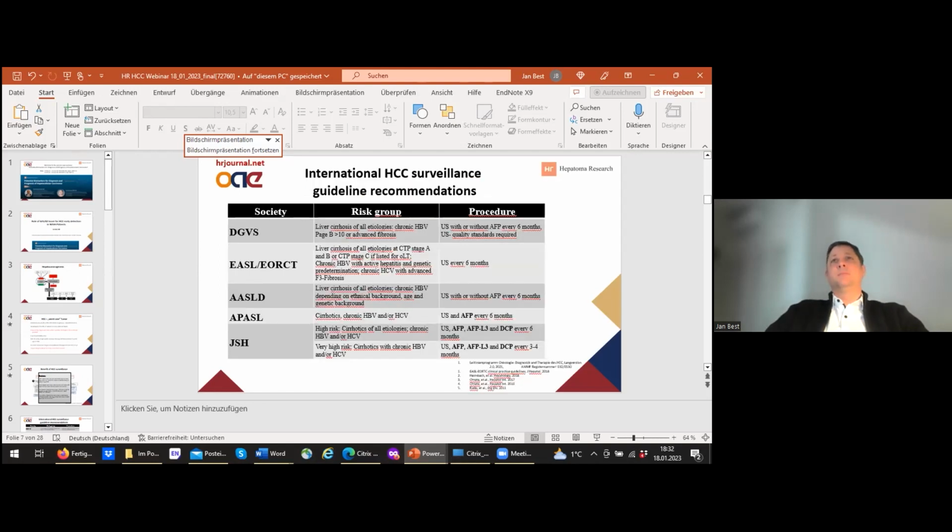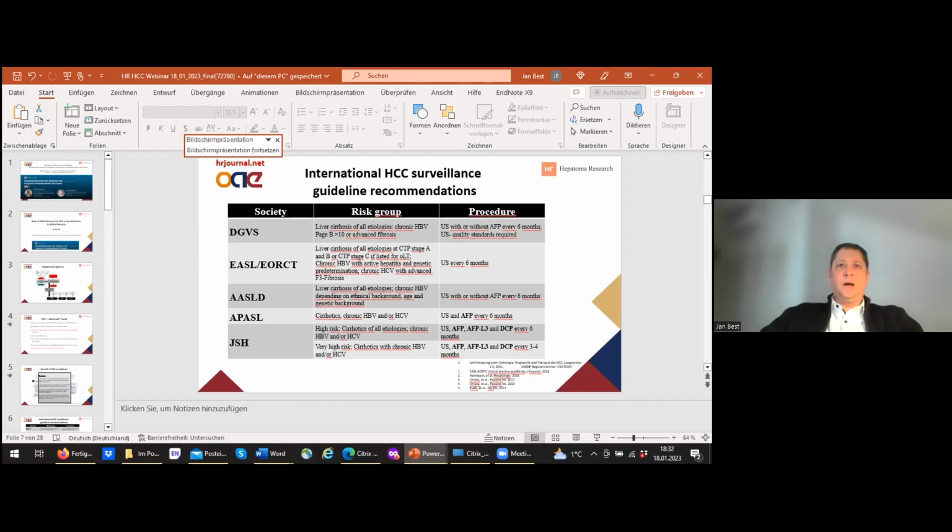So there is a big difference in the international guidelines concerning the HCC surveillance. So we have the German guideline that recommends surveillance in all cirrhosis etiologies, and also in chronic hepatitis B at a PAGE-B score of more than 10 or in advanced fibrosis. And the recommended procedure is ultrasound with or without AFP every 6 months, and ultrasound quality standards are required.